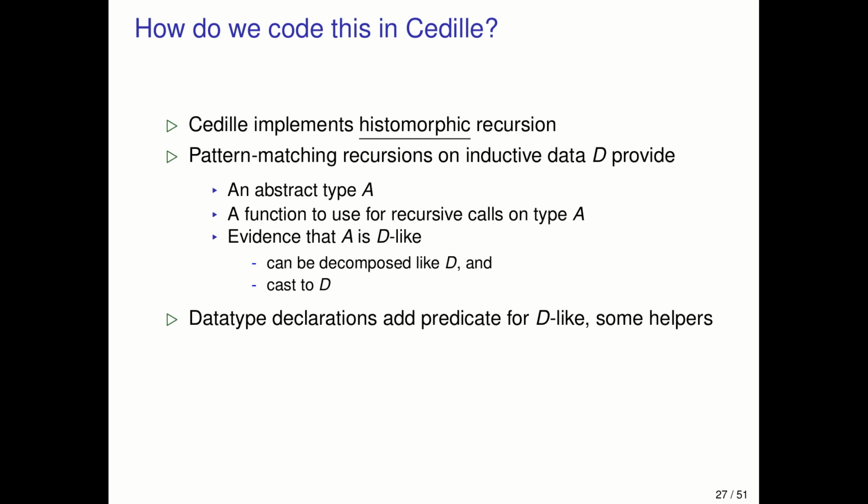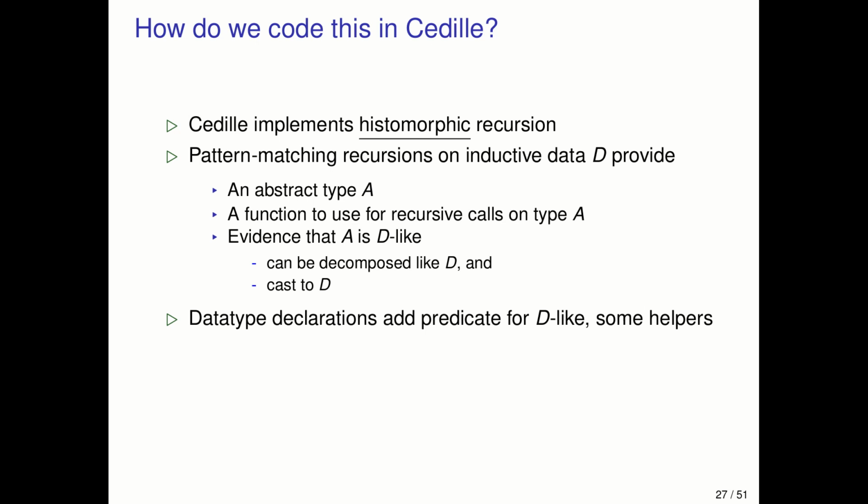What's the lead to having A being a view of D? A is like a view of D. But it's abstract because you can't inject into A. Right, that would be a disaster. I cannot, in a sense, construct new data and put it into A, because now I can make recursive calls that have no relation to what I started with. Yeah, it's like a view of D that's sort of restricted a little bit. And so when you declare a data type, Cedille automatically adds a predicate for being D-like, and it adds a few helpers, which I will show you.